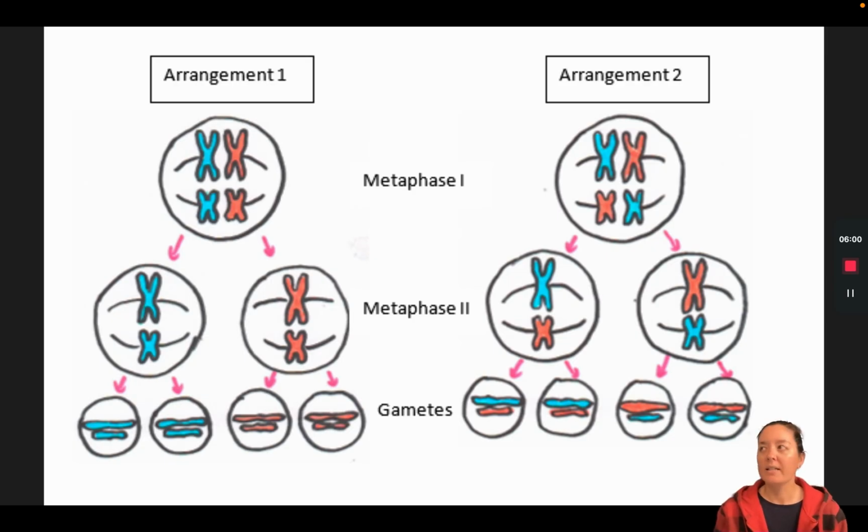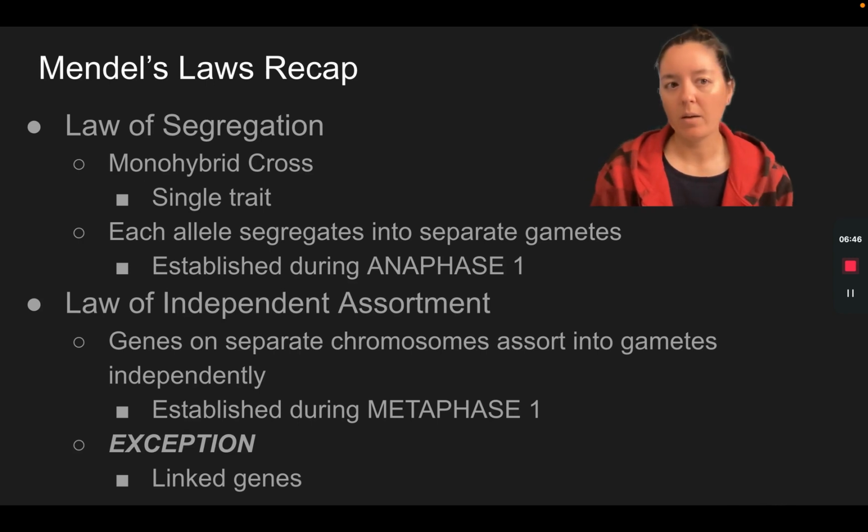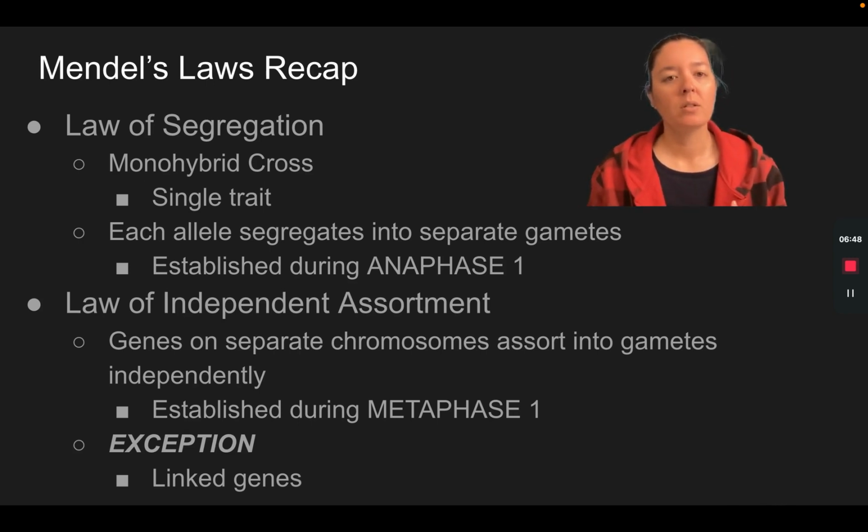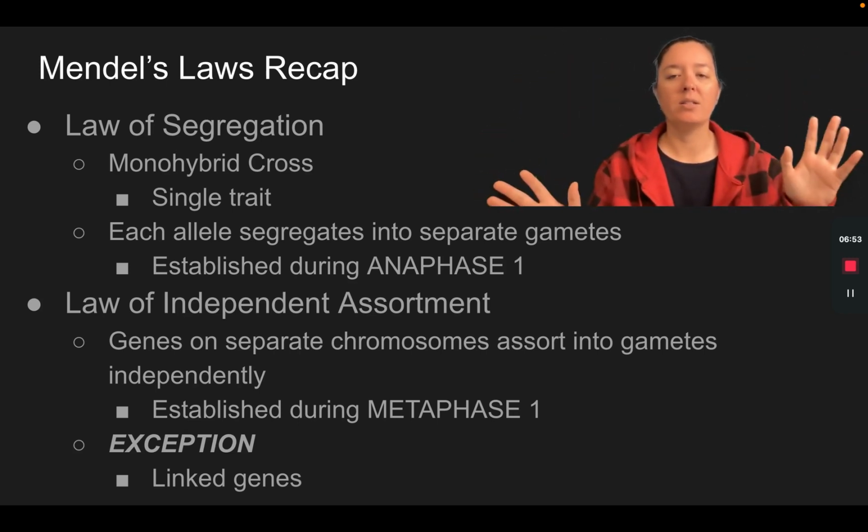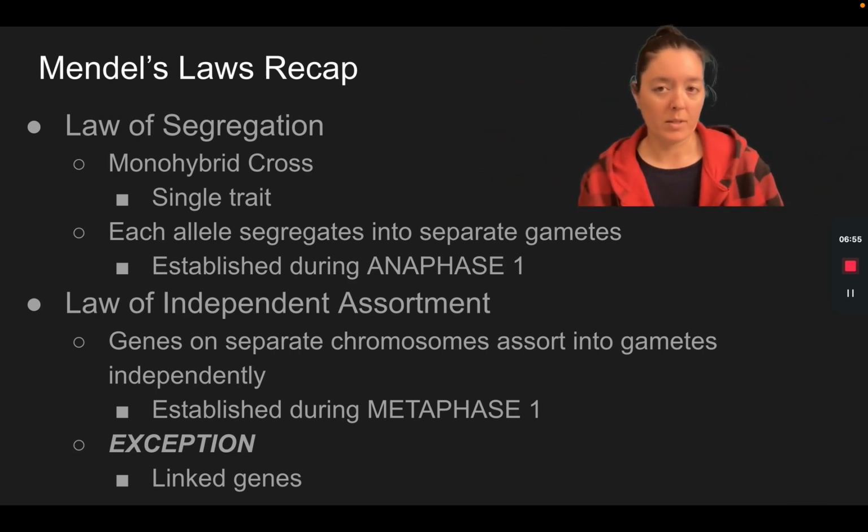So here's an example of that independent assortment. We have 2 possible arrangements during metaphase 1, which will lead to different arrangements in the gametes. So how those homologous pairs align along the metaphase plate can change the gametes and mix all those things up, providing genetic diversity. Really quickly, here's a Mendel's law recap. We have the law of segregation, where we're looking at single traits, and those alleles are separating out into the gametes during anaphase 1, and therefore also during anaphase 2.